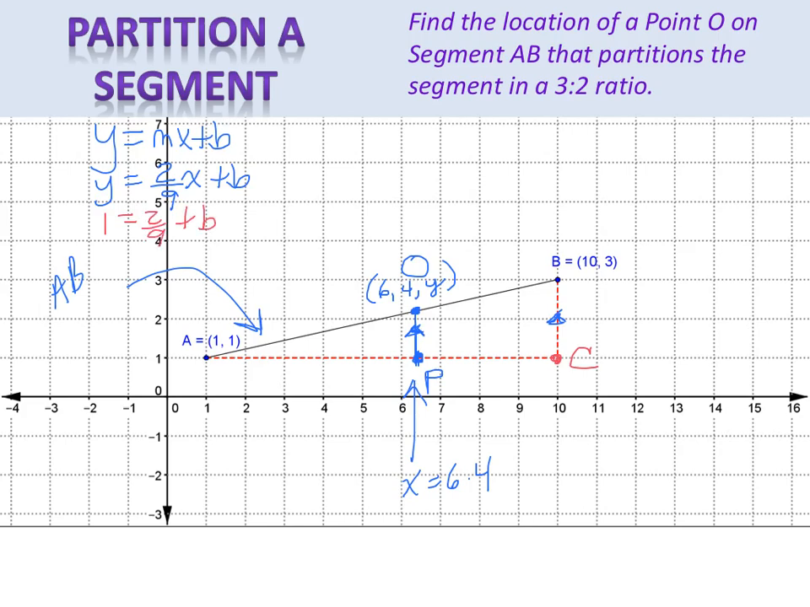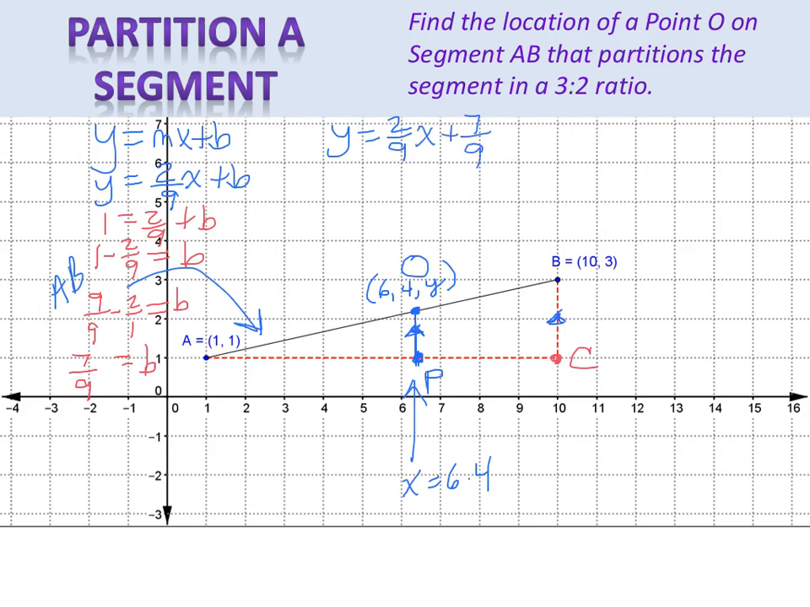I'm going to subtract 2/9 from both sides, so I end up with b equals 1 minus 2/9. If I want to combine those like terms, it's more convenient to represent 1 as 9/9. And I end up with b equals 7/9. So the equation of our line is y equals 2/9 x plus 7/9.